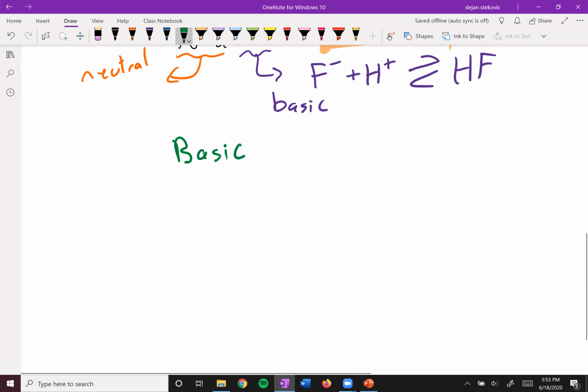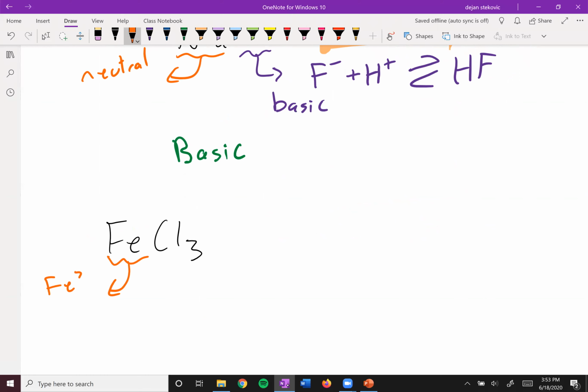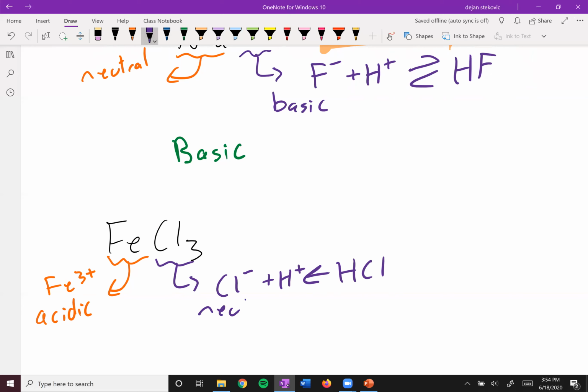Let's take a look at another example. Here we have FeCl3. Remember our iron 3 plus, that's one of our examples of the small positively charged metal cations, and these can indeed be acidic. Right? So iron is acidic. If we think about these chlorides, chloride is going to be the conjugate base of HCl. HCl is a strong acid, so this reaction can't go to the right side. The chloride cannot pick up an H plus. So overall, this component will be neutral. So we have an acidic component and a neutral component, so overall we are acidic.